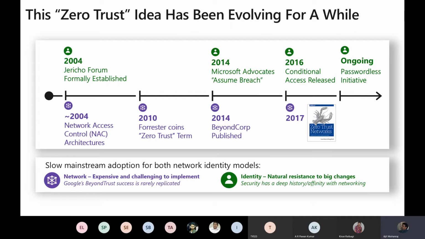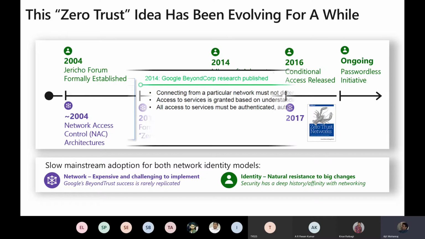Not so much as an identity, but they did it at a network level, and they published their entire zero trust model in a document called BeyondCorp. So they were very open with what they did. Microsoft's story with zero trust began way back in 2014. We decided we will take an assumed breach model. I'm going to talk about that later. Conditional access was released in 2016. Now we're doing the passwordless stuff. Whole lot of interesting things that are there, right?